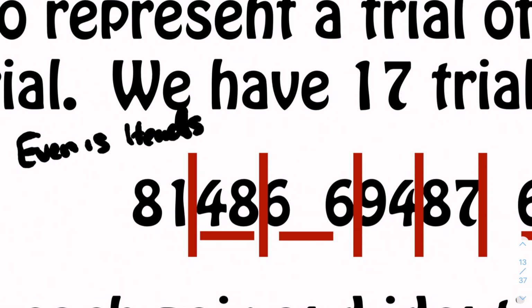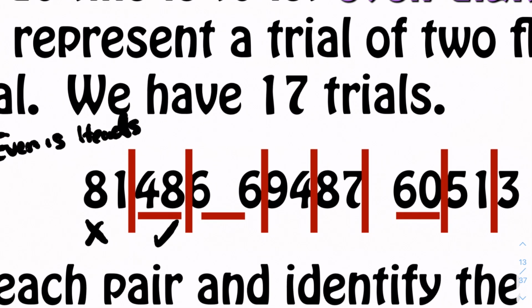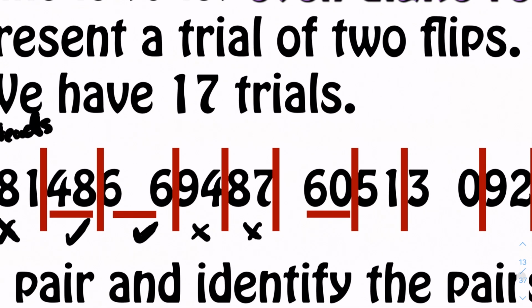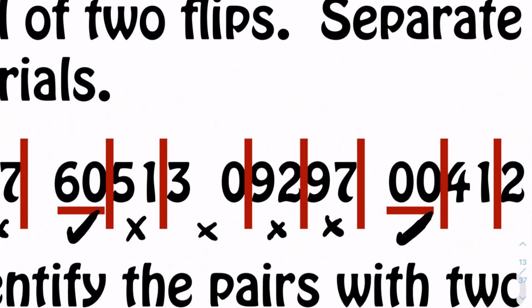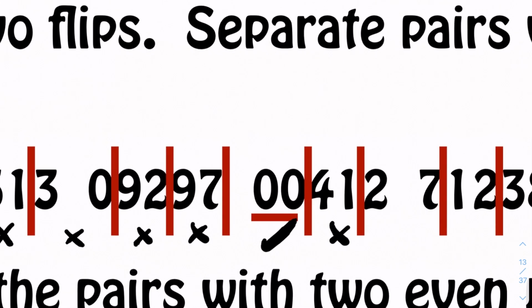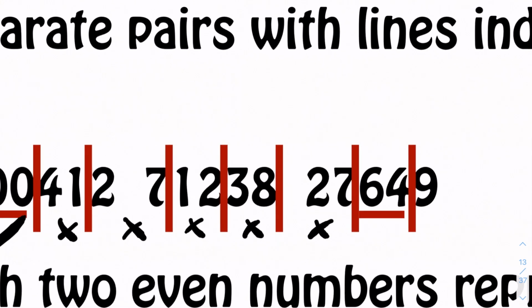So what's the probability that we get 2 heads? Nope. Yep. 6 and 6? Yep. Nope. Nope. 6 and 0? Yep. 5 and 1? No. 3 and 0? No. 9 and 2? No. 9 and 7? No. 0, 0? Yes. 4, 1? No. 2, 7? No. 1, 2? No. 3, 8? No. 2, 7? No. 6, 4? Yes. 9? No.